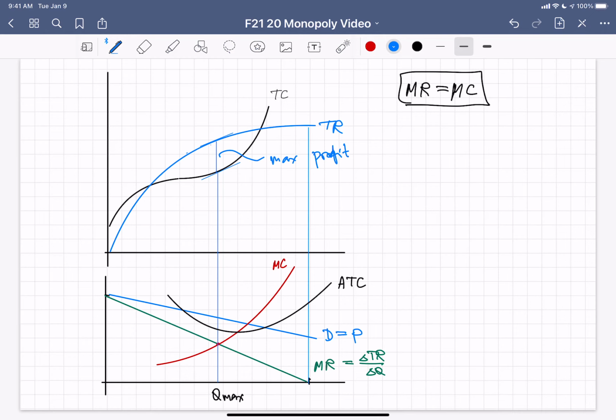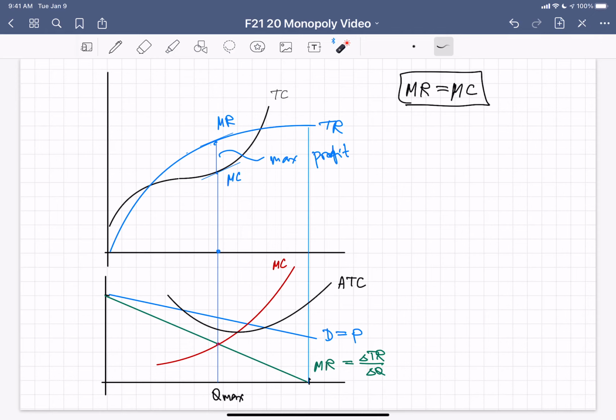Again, the slope of this tangent line is marginal revenue, and the slope of this line is marginal cost. So marginal cost, and again, when they're equal, it means you're maximizing your profit. That's why we call this Q max, reminding ourselves that we're talking about the profit maximizing level of output.